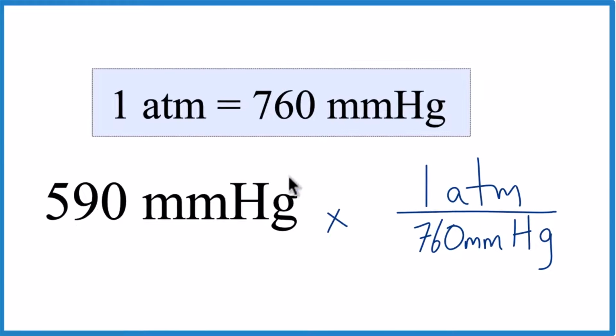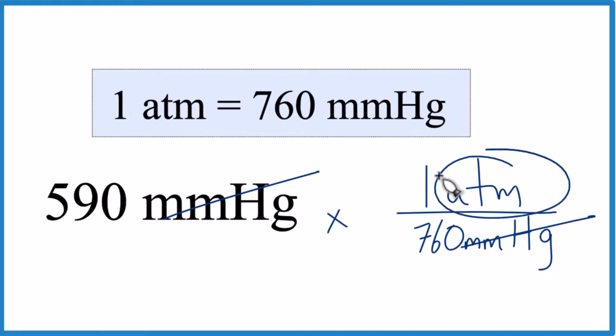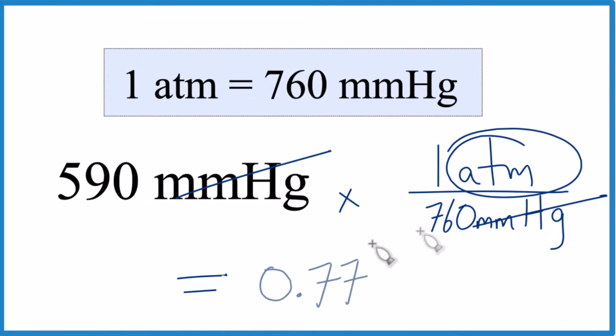So you can see now when we multiply, we have millimeters of mercury on the top and the bottom. They're gone. We're left with atmospheres. So it's just 590 divided by 760. We get 0.7763. Let's just call it 0.776. And the units, those are the atmospheres. That's all that's left up there. That's how we know we did it right.